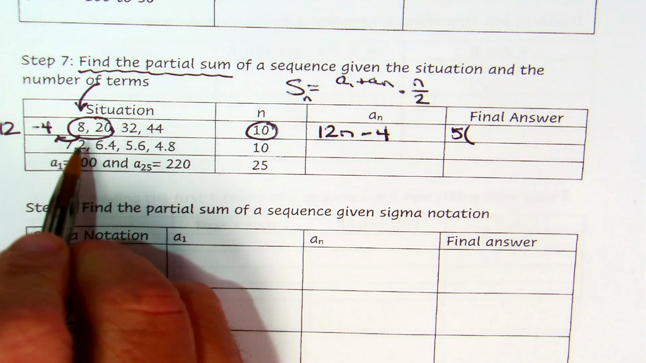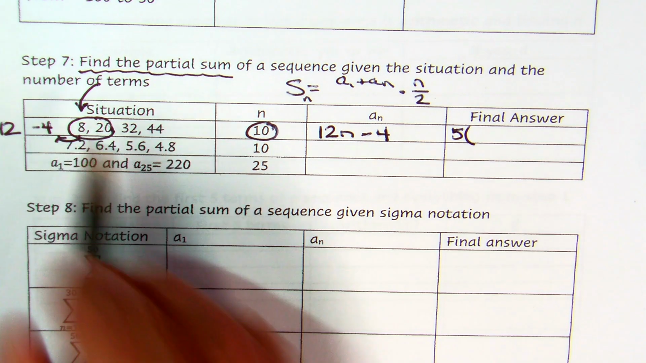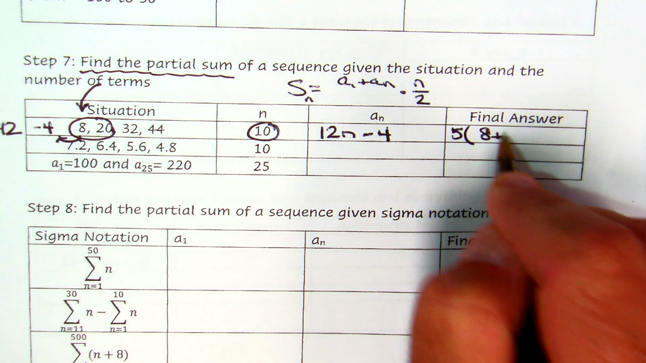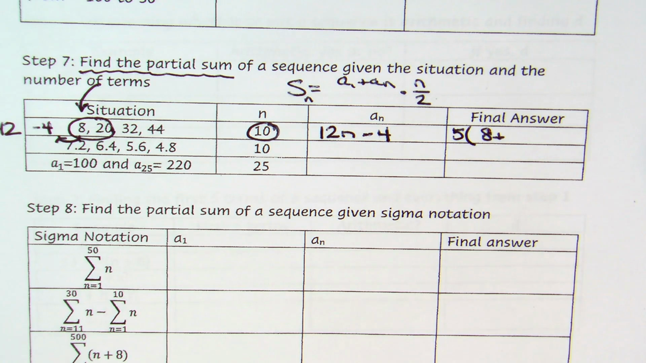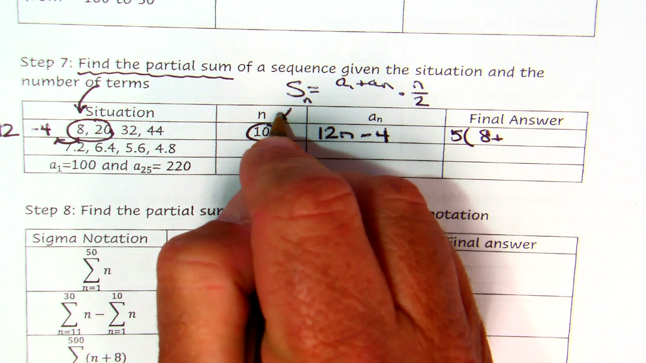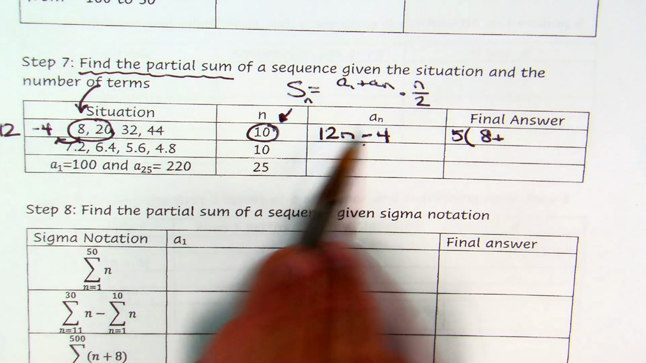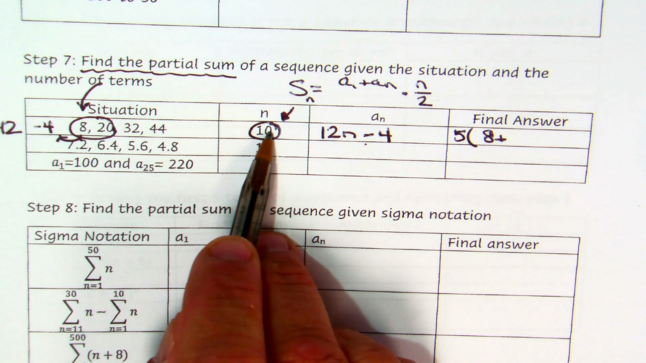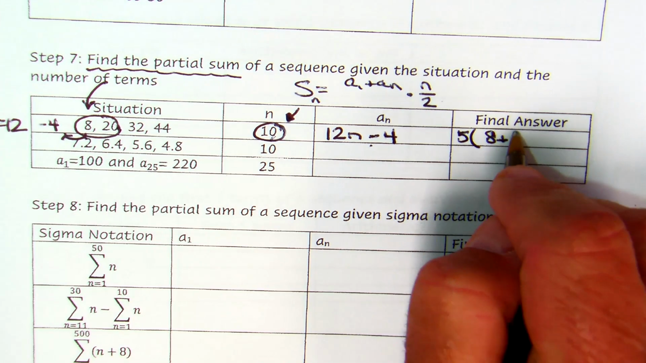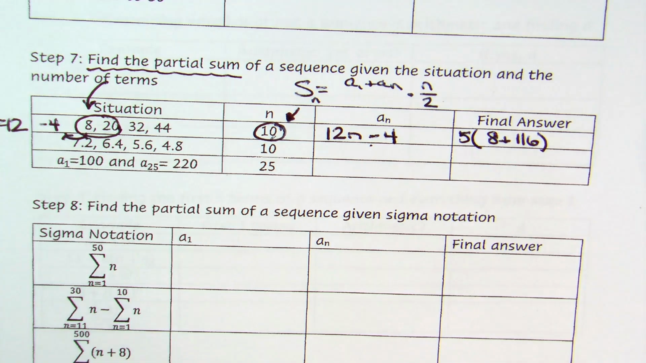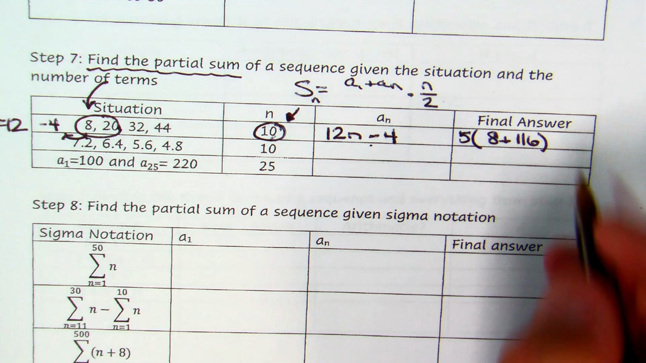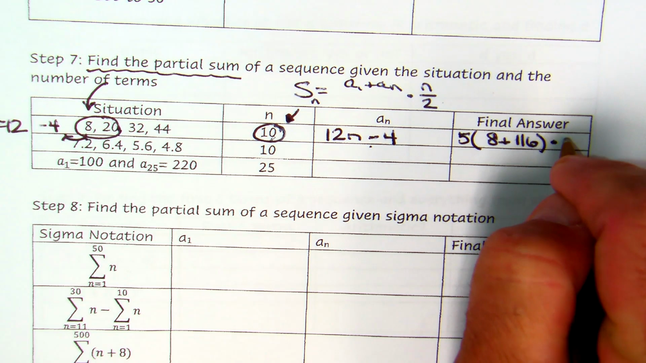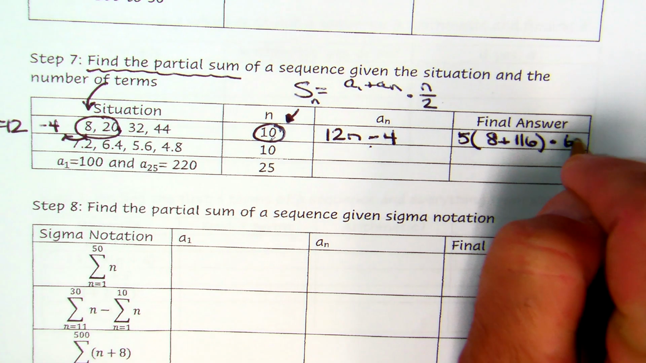The first term is given as what? 8. We have to figure out what the last term is. Well, the last term is defined as the 10th term, so we're going to go back here and plug in what? 10. 12 times 10 is 120. 120 minus 4 is 116. You're then going to add 8 and 116, you get 124. And then multiply that by 5. And I believe we end up with 620.